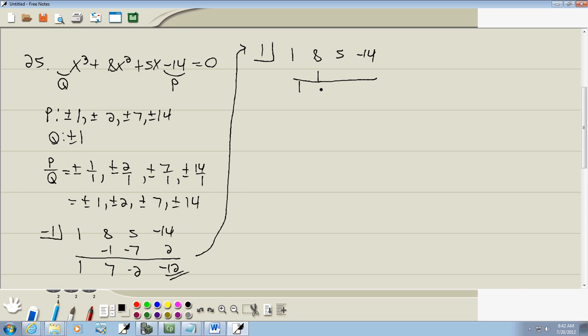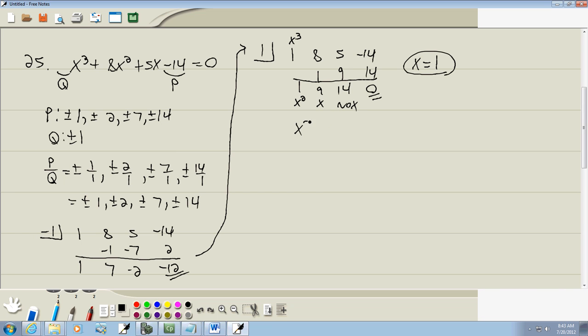So add, multiply, add, multiply, add, multiply, add. And we get a 0 here. What that means is we found one of our answers. So x equals 1 is one of our answers. Now this started out as x to the third, and this will be 1 degree lower. So that's x squared, this is x, and this is our constant term.